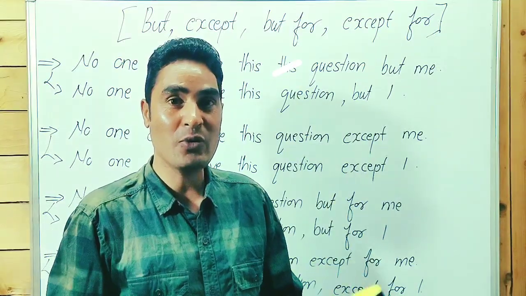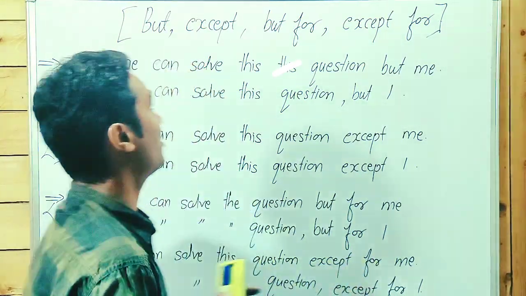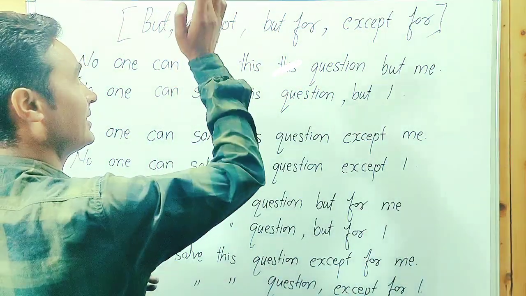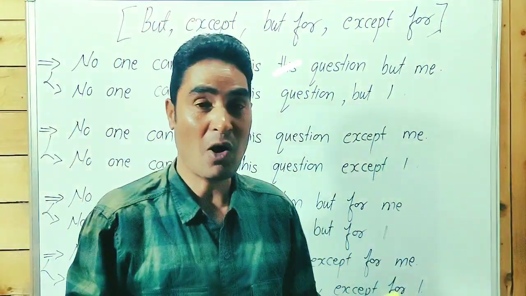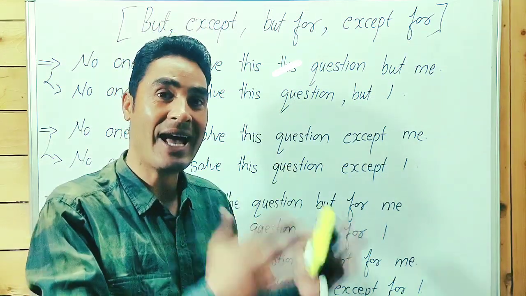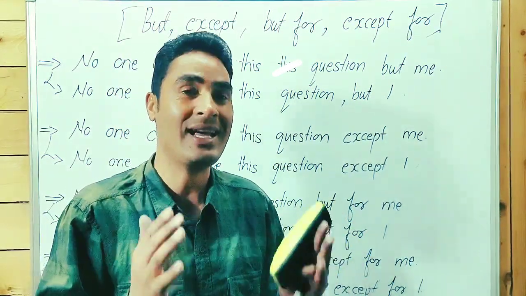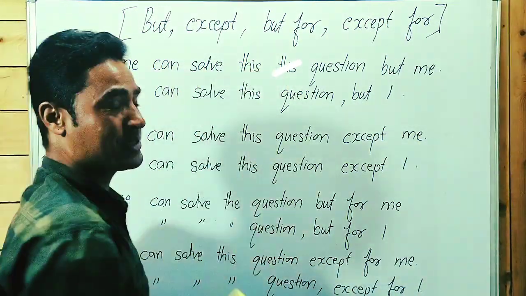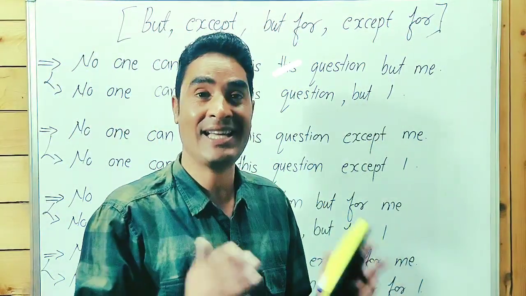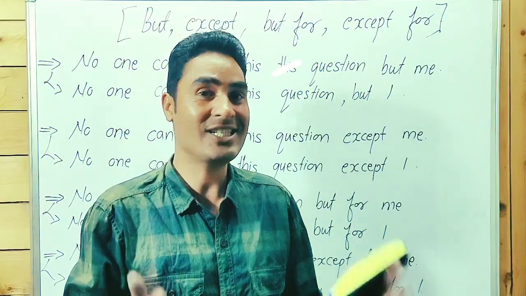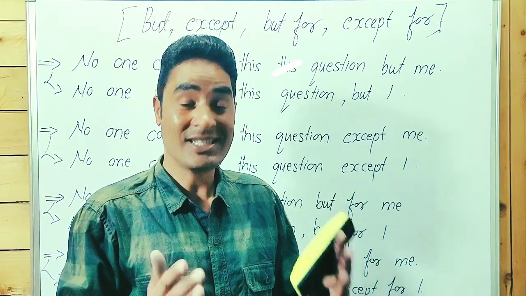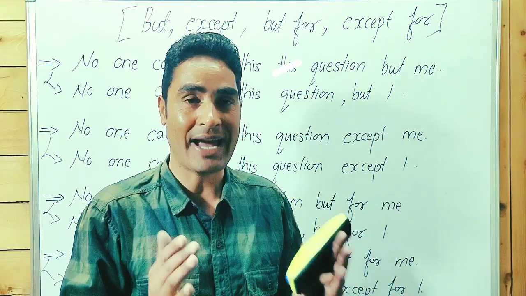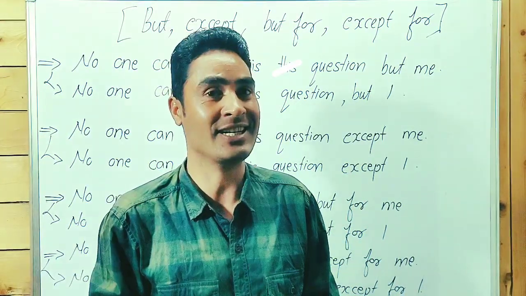I know most of you don't have knowledge about but and except, but for, except for. All are used sometimes as a preposition, sometimes as a conjunction. Guys, point to be noted. I repeat, but can be used as a conjunction and as a preposition. Most of us don't know, but is used both as a preposition and as a conjunction.